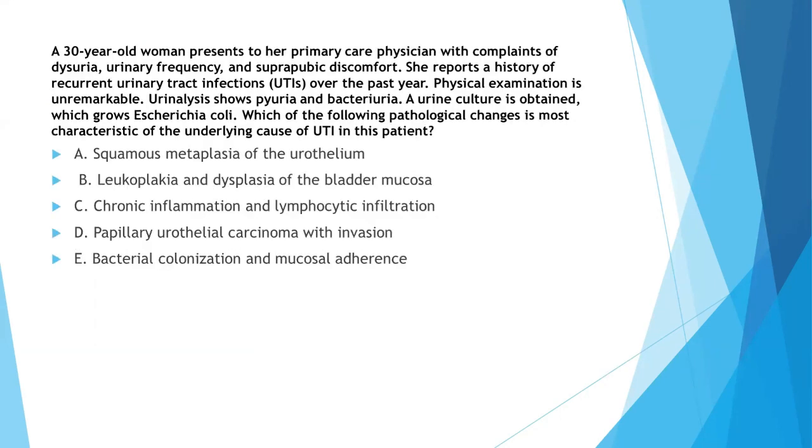Which of the following is the most likely pathological change underlying UTI in this patient? A 40-year-old woman presents to a primary care physician with complaints of dysuria, urinary frequency, and suprapubic discomfort. She reports a history of recurrent UTIs over the past year. Physical examination is unremarkable, and urine analysis shows pyuria and bacteria. The urine culture is obtained, which grows Escherichia coli.